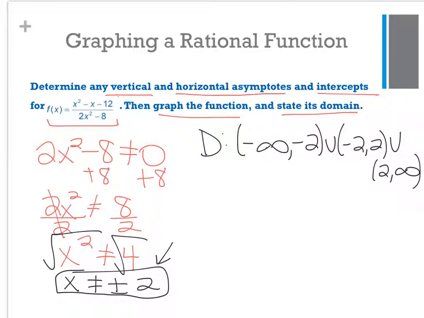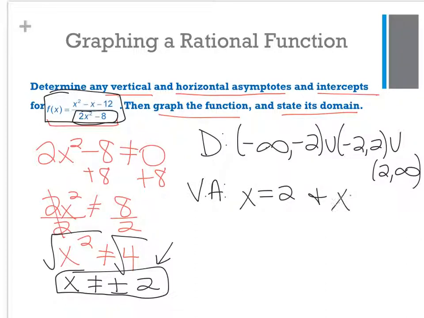Now, what this tells me is that positive 2 and negative 2, when I substitute them into this function for f of x, if I substitute 2 for x, or if I substitute negative 2 for x, we end up with the function being undefined. We're going to end up dividing by 0 if I substitute 2 or negative 2 in for x. So what this tells me is that my vertical asymptote is not just a vertical asymptote, it's vertical asymptotes because there's 2 of them. There's one at x equals 2 and one at x equals negative 2.